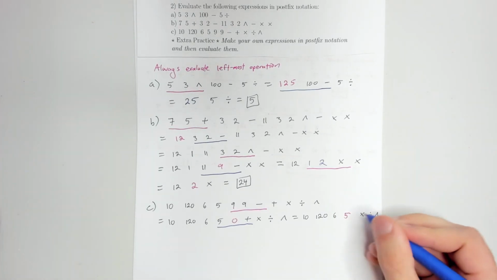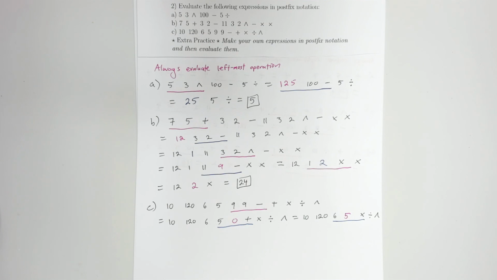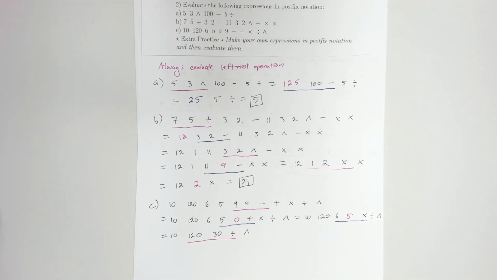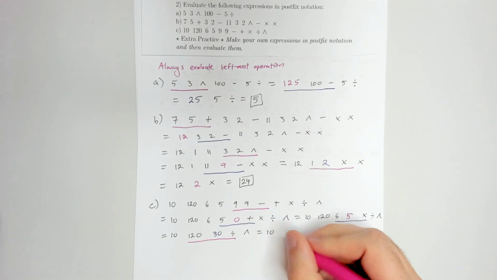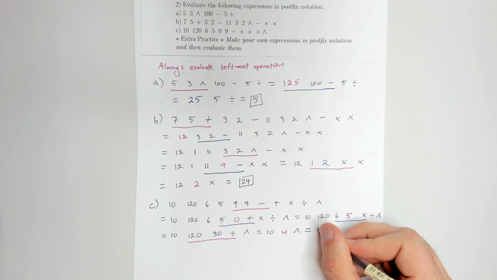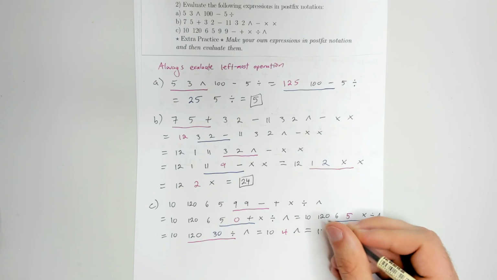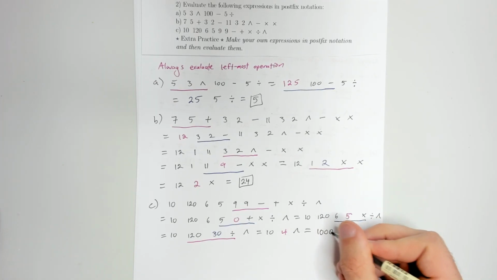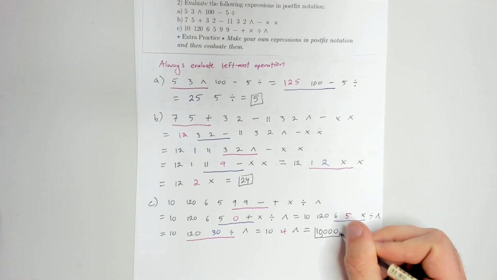Next up, we have multiplication, which will be 6 times 5. And then we do 120 divided by 30, which will be 4. And lastly, we have 10 to the power of 4, which is 10 times itself 4 times, which is going to end up being 1 with 4 zeros after it, which is 10,000.